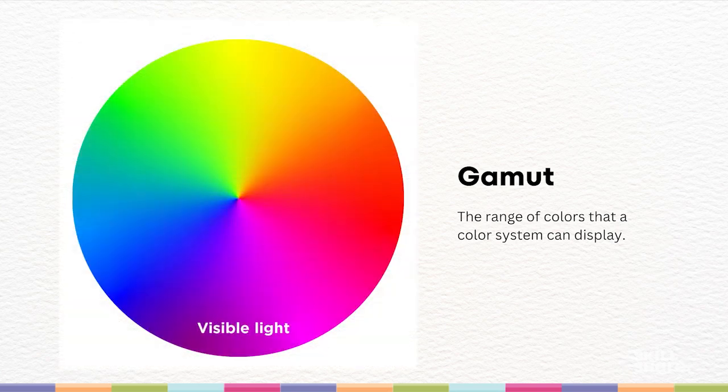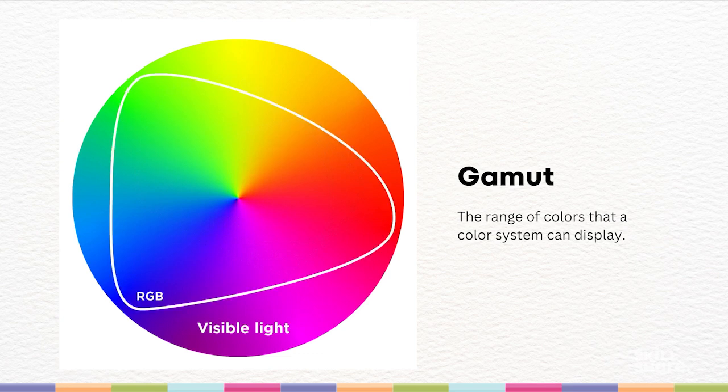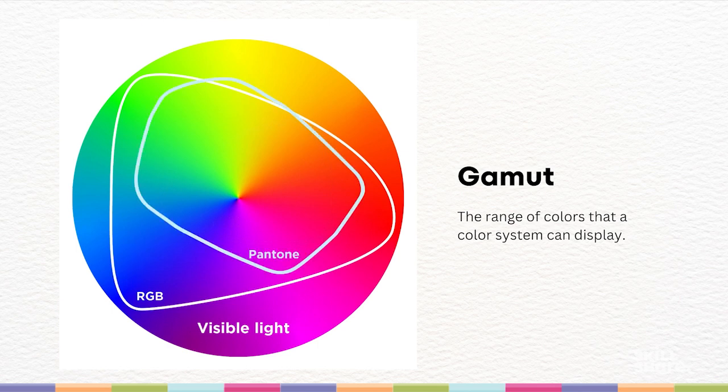So here's the whole spectrum of visible light. And here are the colors in the RGB gamut. So it's a subset of visible light. Here's the gamut for Pantone colors, and finally the gamut for CMYK colors. So you can see that there are more RGB colors than there are CMYK.